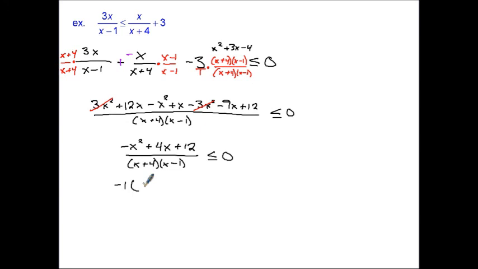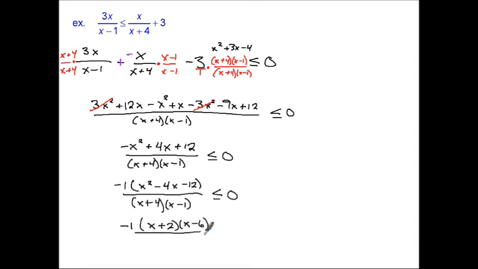By doing that, I get x squared minus 4x minus 12, living on top of the x plus 4 and the x minus 1, still set less than or equal to 0. Then from there, I've got a little more factoring to do. Factor my numerator: I'm going to have an x plus 2 and an x minus 6, and then the other stuff, x plus 4, x minus 1.